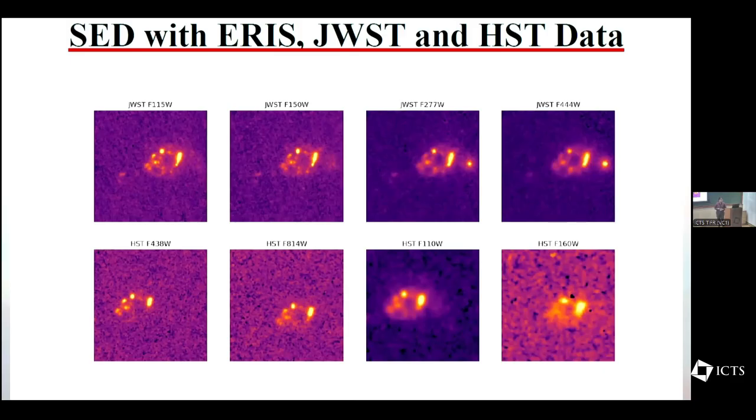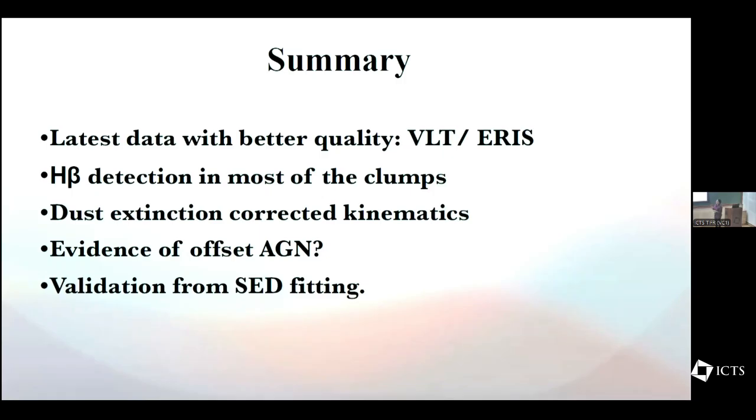Thanks, Avinanda, good talk. My question is also on clump 6. What was not clear to me is, what are the sizes of your clumps, like in parsecs? It's not fixed, as you can see. For clump 6, I'm interested in clump 6. Give me a sense: is it kiloparsec or parsec? It's sub-kiloparsec, around 50 parsec. So it's a 50 parsec thing.